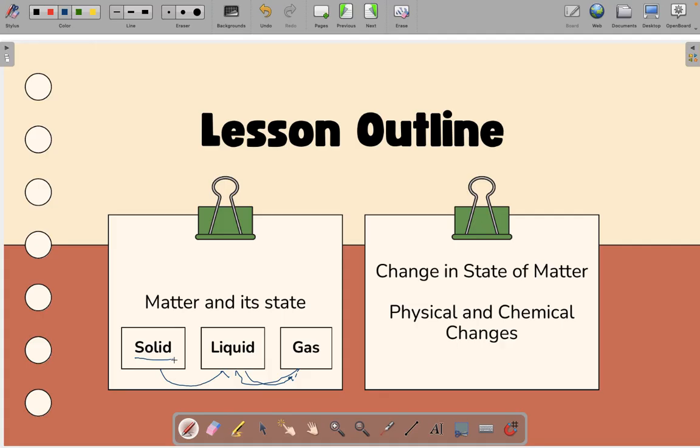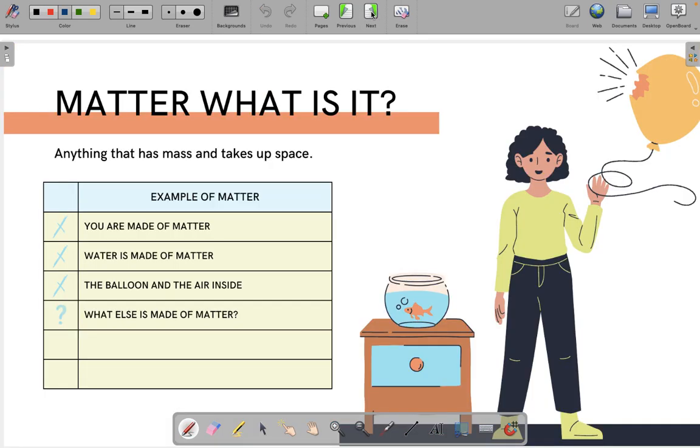Then we characterize those changes as physical and chemical changes. Physical changes means changes wherein no new substance is formed. Chemical changes means new substances are formed, right? So we'll discuss everything in today's class. Then, if we have time, we'll go through some questions from previous year papers.